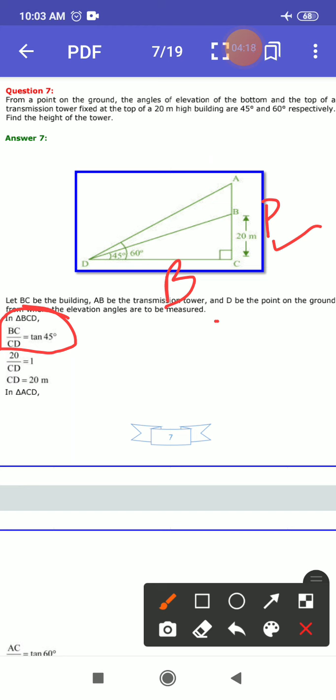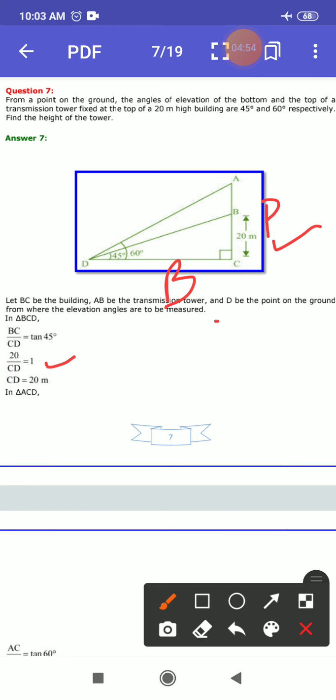Here theta is 45, so tan 45 is equal to perpendicular BC upon base CD, so BC upon CD. Put the value of BC, which is 20. So 20 upon CD is equal to tan 45, and you know the value of tan 45 is 1. So 1 is equal to 20 upon CD.